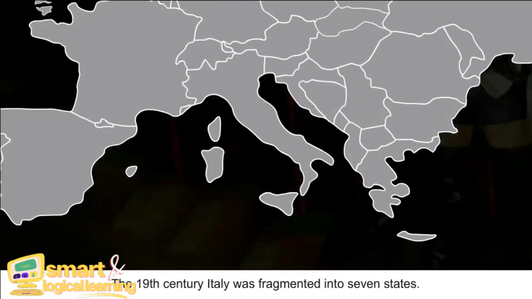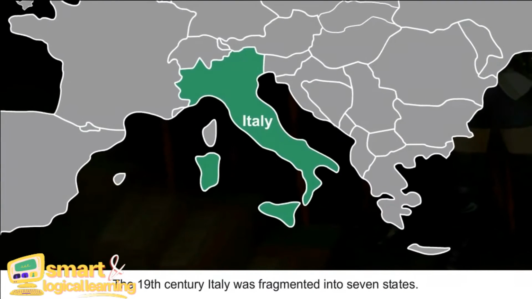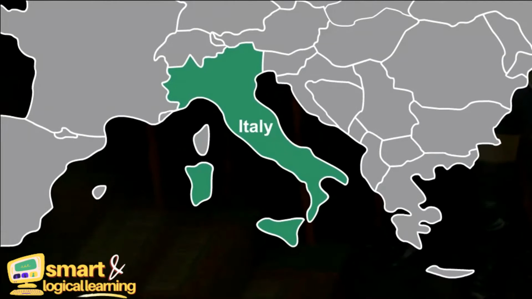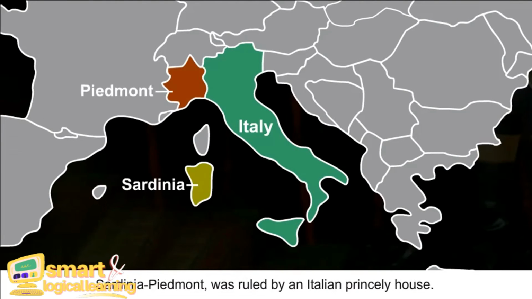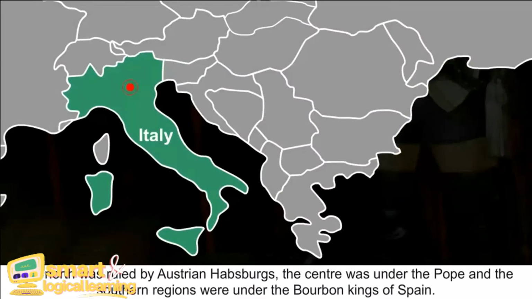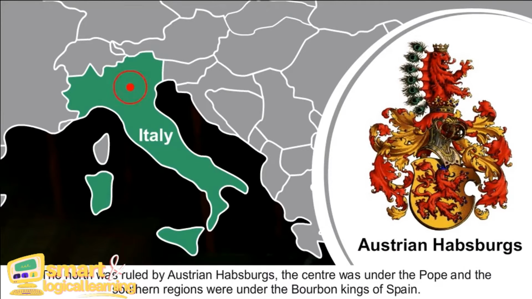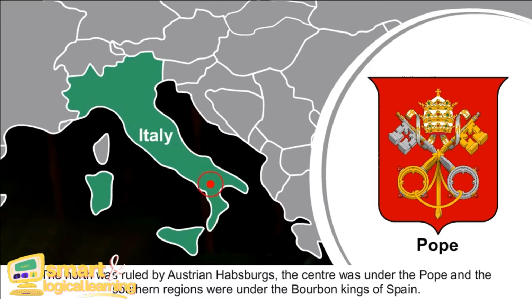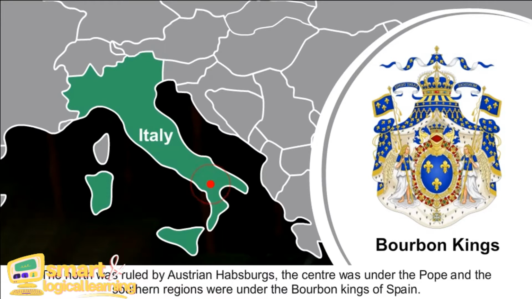Italy unified. The 19th-century Italy was fragmented into seven states. Of these, only one, Sardinia-Piedmont, was ruled by an Italian princely house. The north was ruled by the Austrian Habsburgs. The centre was under the Pope, and the southern regions were under the Bourbon kings of Spain.